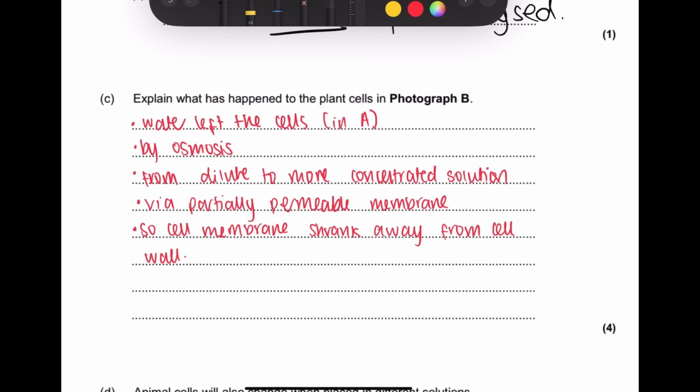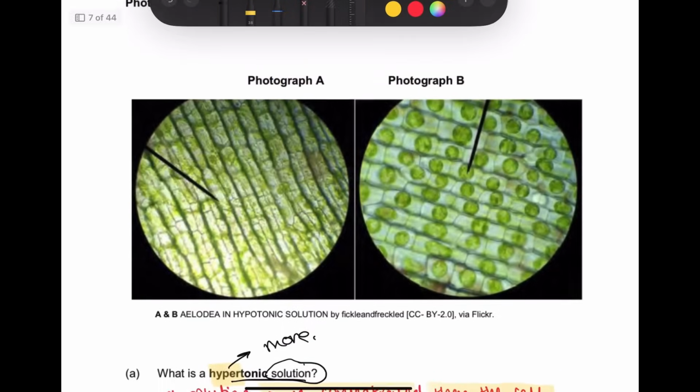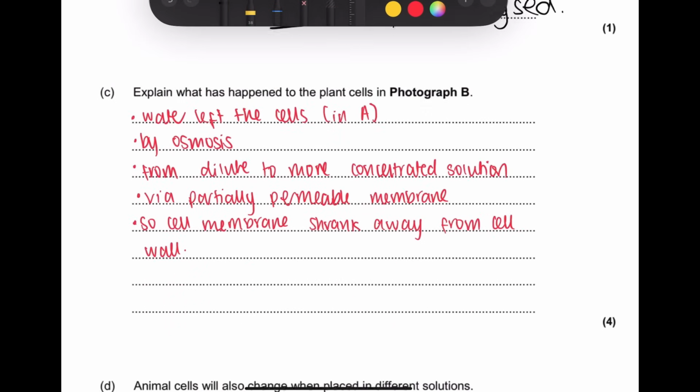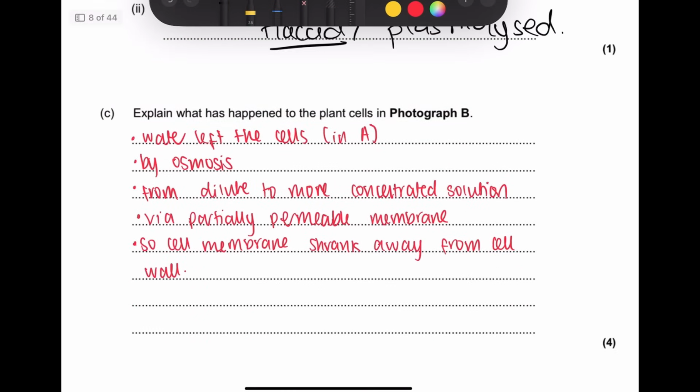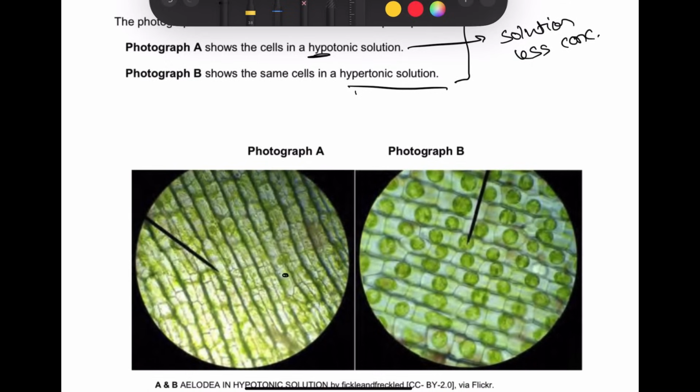C. Explain what has happened to the plant cell in photograph B. If you go back to photograph B, we can see what the cells look like. We can see what has happened to it. You can see that the water has left cell A. We always need to describe, if we're talking about water or anything, what actually has happened, and how it happened. Since we know it's water, we know that it is osmosis.